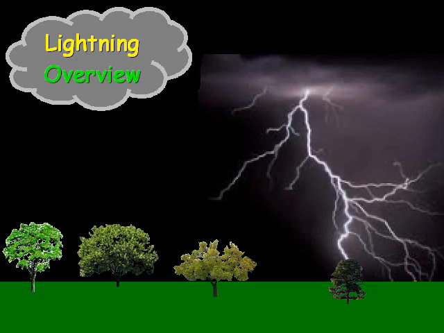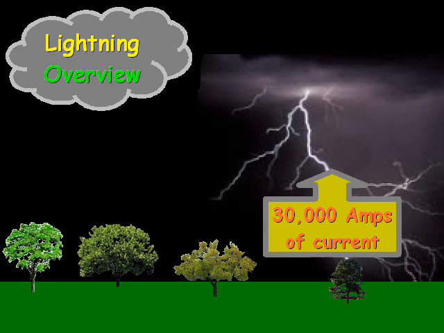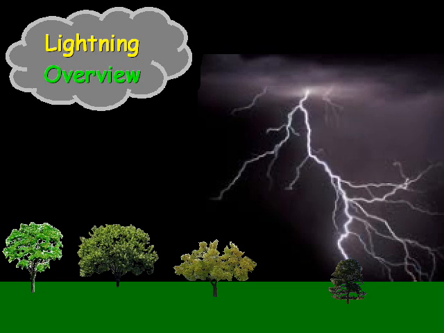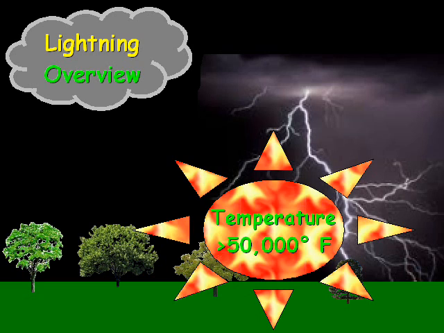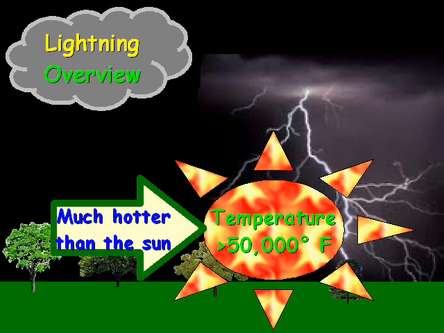Now, when lightning hits the ground or its target, typically you'll have around 30,000 amps of current, and they will shoot back up to offset the negative and the positive charge imbalance of electrons. And that can actually get pretty hot inside. The temperature can get over 50,000 degrees Fahrenheit, which is significantly hotter than the sun.